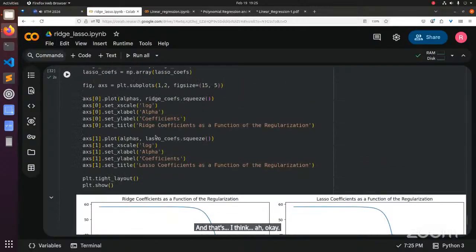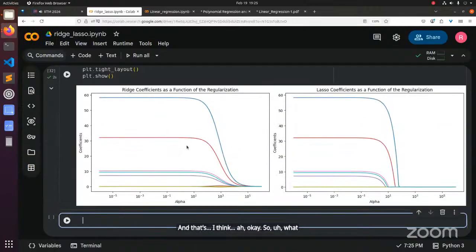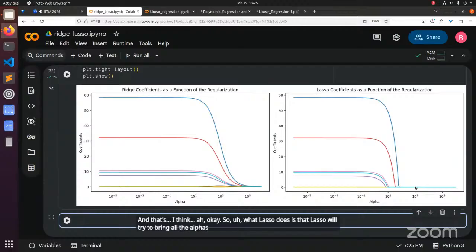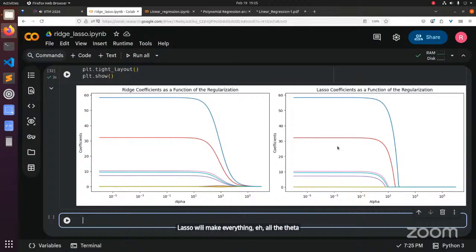So what lasso does is that lasso will try to bring all the theta values close to 0. Whichever thetas are not required, it will bring those theta values equal to 0. But ridge will slowly bring all the theta values close to 0. In ridge, it will always be close to 0, but will never become 0. Lasso will make the theta value equal to 0 as soon as it becomes very low.